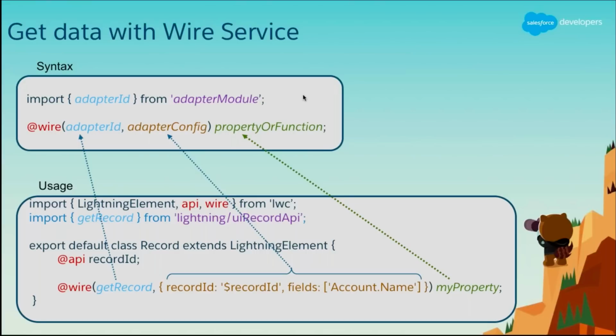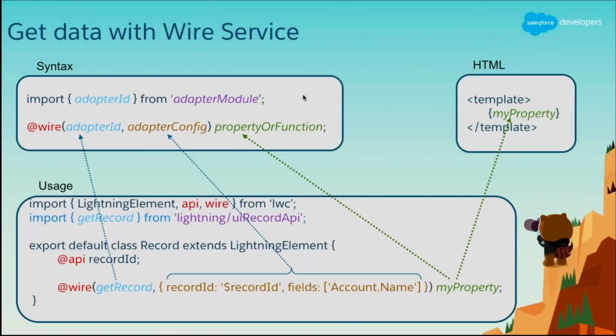So once that getRecord returns the value, that value will be assigned to a property here. Here I'm showing it as a property. You can also use a function there. Once it is done, because it is reactive, it automatically updates your component in the HTML part as well.